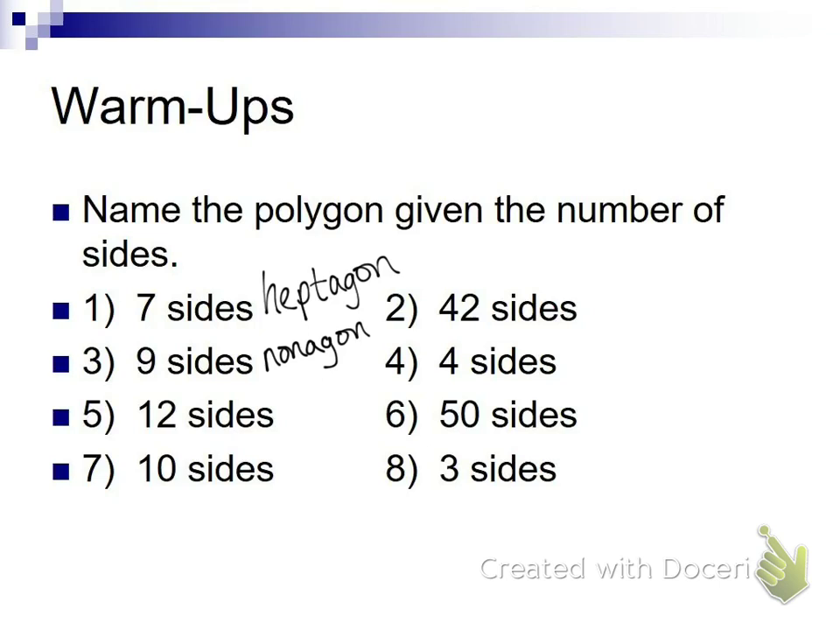12 sides. Technically, there is a name for it. A dodecagon is 12 sides. Yes, just a plain decagon would be 10 sides.